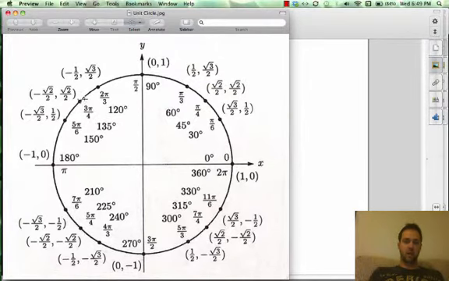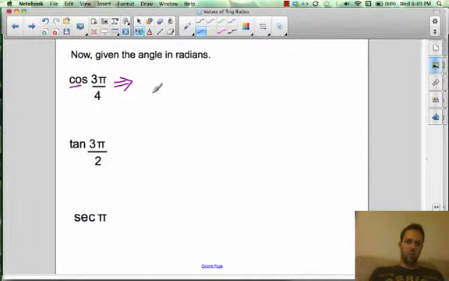So here's our angle. We're taking the cosine of it, which will give us the x value right here. So negative root 2 over 2. And we're done. That's it.